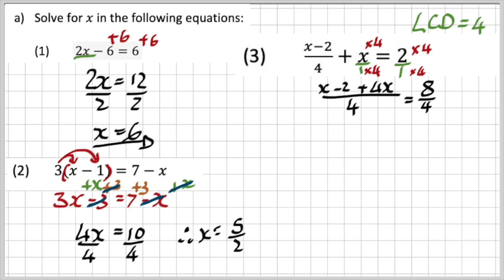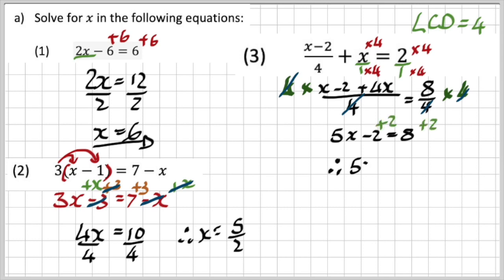Remember, once I've put on the LCD, I can times by the LCD left and right, and therefore they cancel out, leaving me with 5x minus 2 equal to 8. What is my next goal? I'm going to isolate x. I'm going to add 2 on both sides, leaving me with 5x equal to 10, and x is then equal to 2.